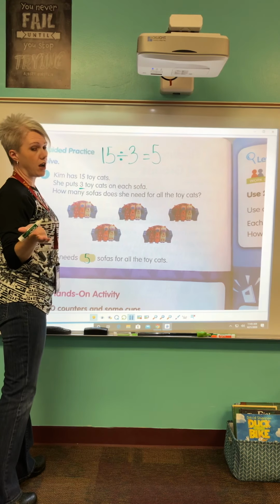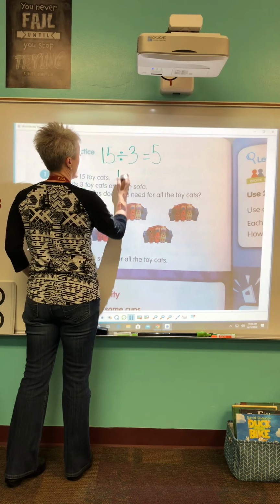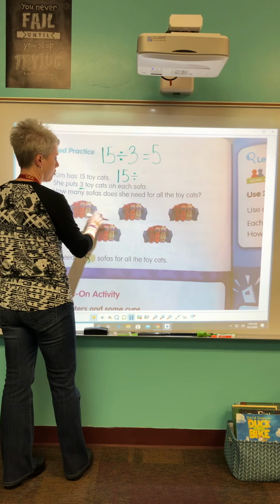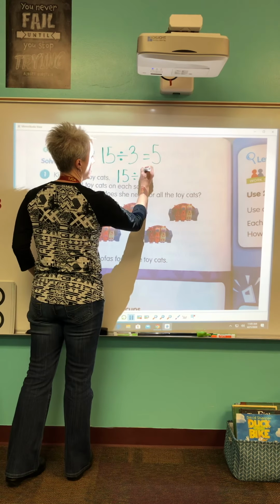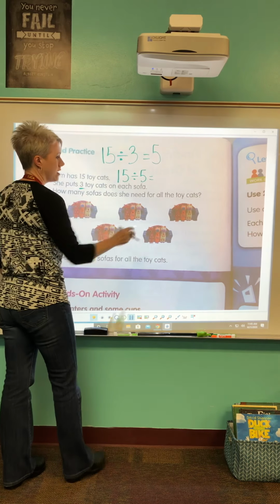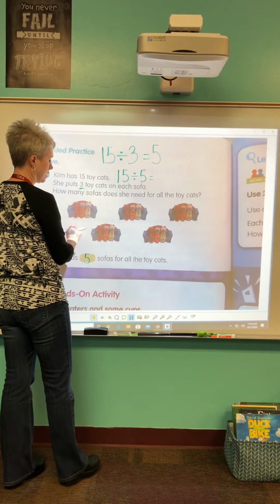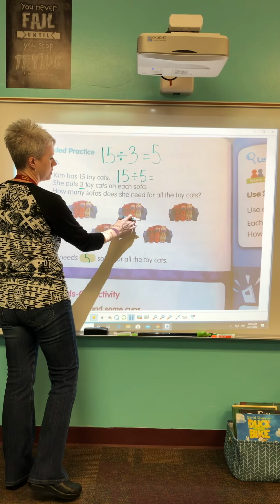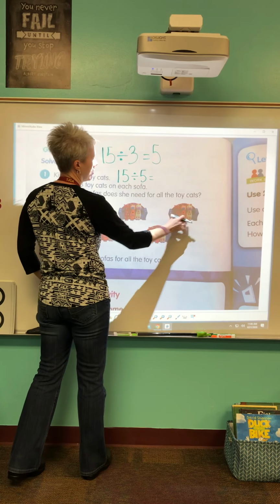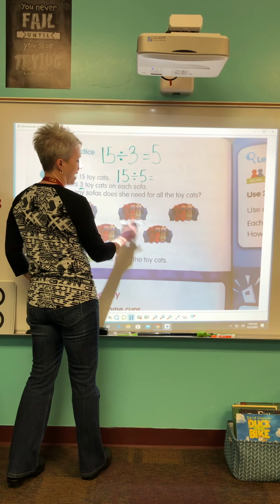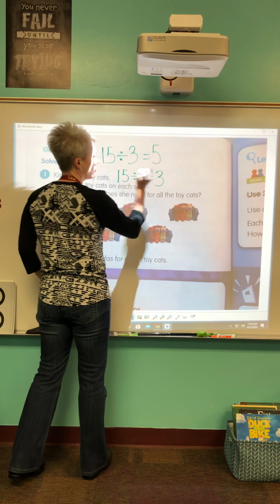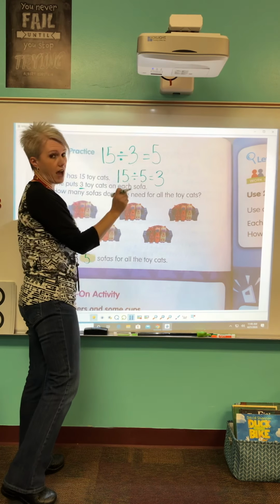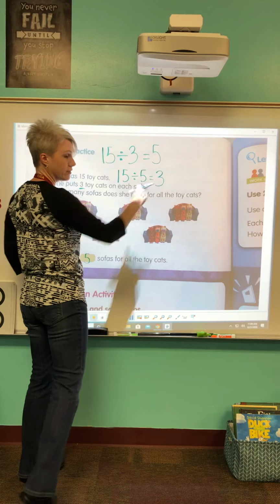Now, something else that also works is if I had 15 divided by the number of groups I have, 1, 2, 3, 4, 5, this is how many groups I have, that would be how many is in each group, which is what we did Monday and Tuesday. 1, 2, 3 in each group. So 15 divided by 5 groups equals 3 in each group. 15 divided by 3 is 5. 15 divided by 5 is 3.